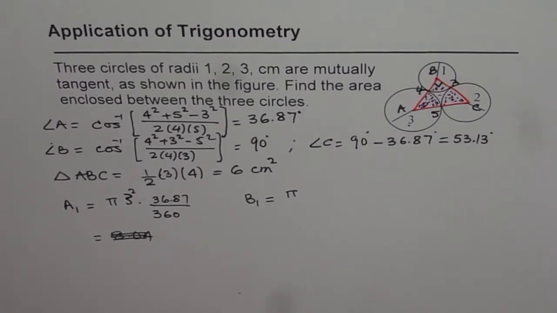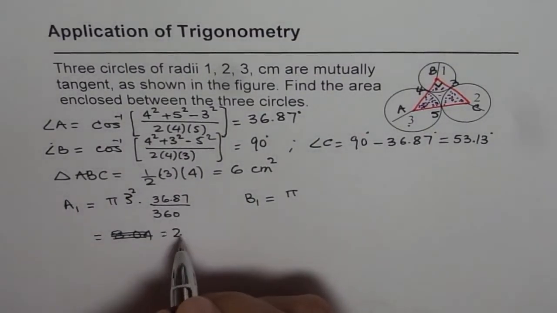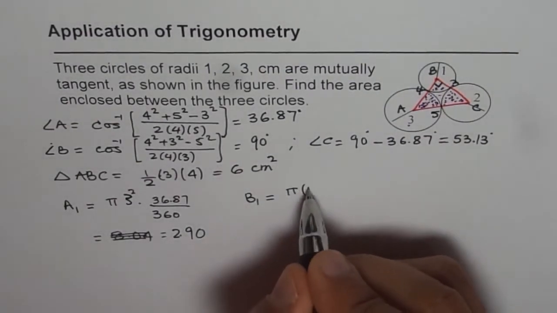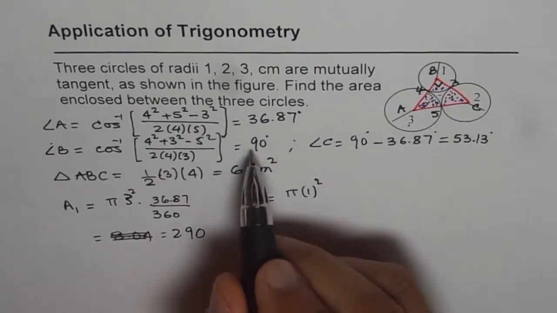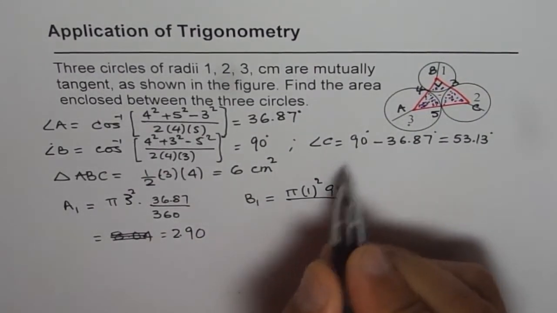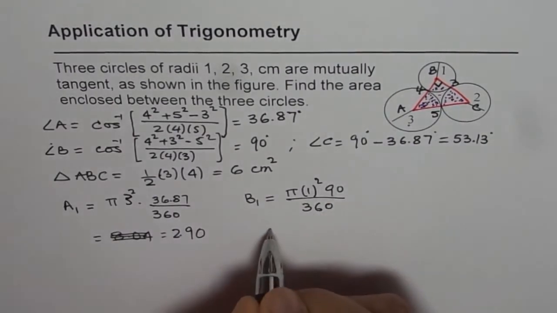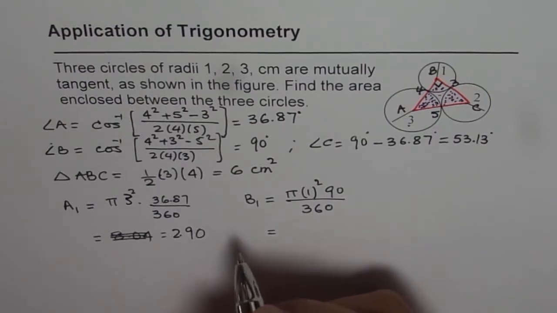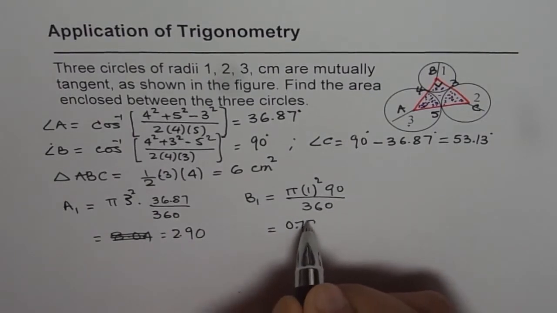So we have pi times 3 square, which is 9, times 36.87 divided by 360. So this is equal to 2.895. So I'll write 2.90. Okay. Now the second one. Radius is 1 unit, right? So it's 1 square times the angle, which is 90 degrees. So 90, that means quarter, right? Over 360. So that gives us pi times 90 divided by 360, 1/4 of a pi, which is 0.785.